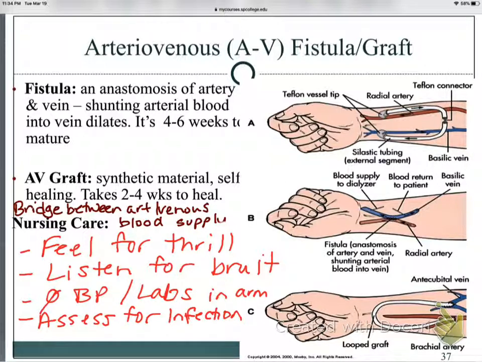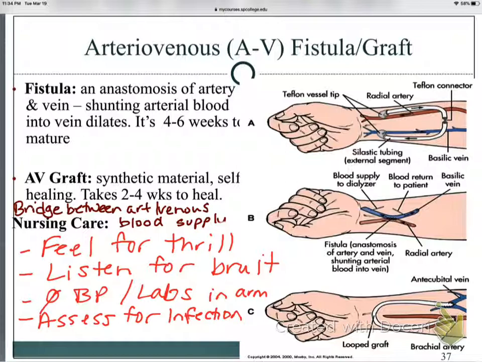And what do we not want to do to this arm with a new site? Good. We don't want to have any blood draws, blood pressures, labs, and we want to assess for infection, right? So usually the patients are really well educated with this, but where I work we have those stop tattoos, so the CNAs know not to touch that arm. Some places will put a sign over the head of the bed. It varies facility to facility, but generally you definitely don't want to do anything that can compromise these devices.